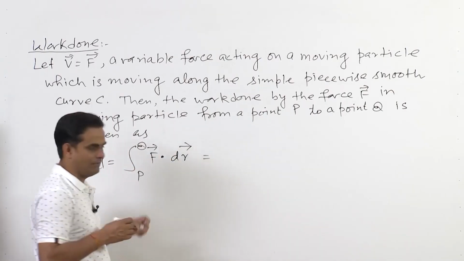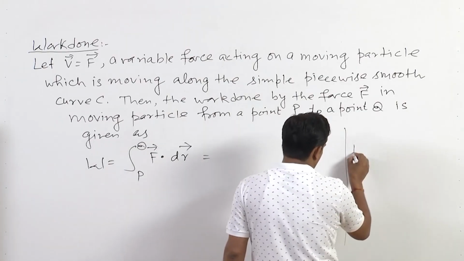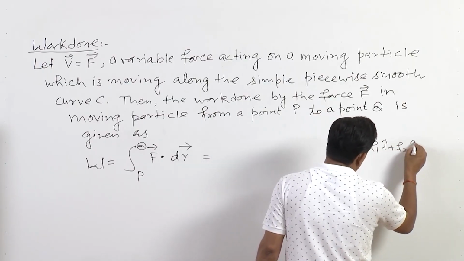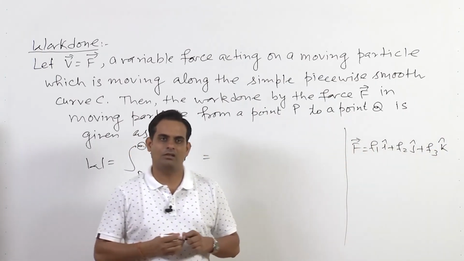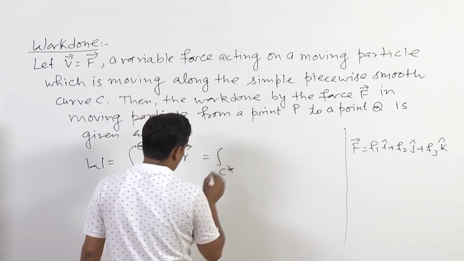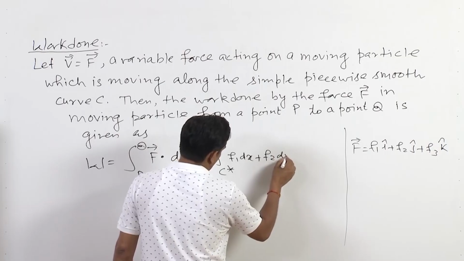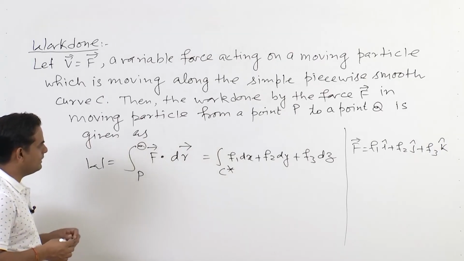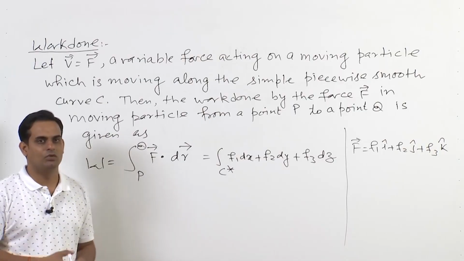And if F has the components F1, F2 and F3, means F is defined as F1 i plus F2 j plus F3 k, where F1, F2 and F3 are functions of x, y and z, then it will become again the integral over C star of F1 dx plus F2 dy plus F3 dz, where C star is the arc of the curve C from the point P to the point Q.